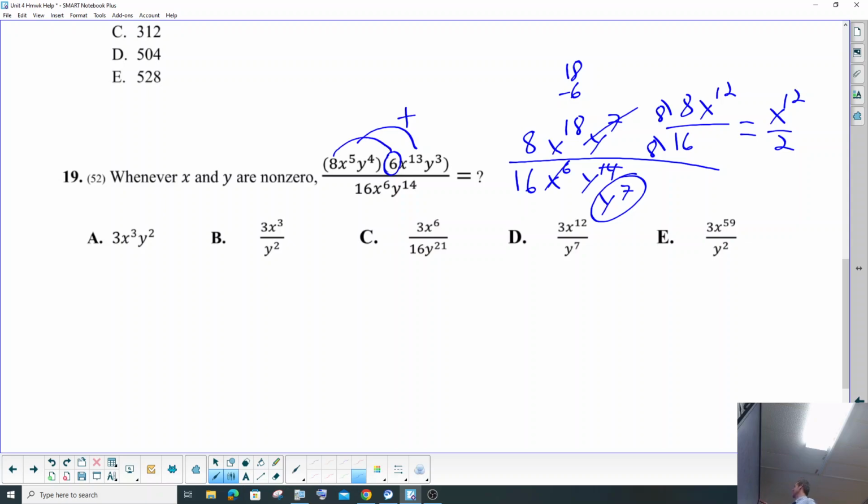6 times 8 is 48. And so 16 goes into 48. Divided by 16, divided by 16. So 48 divided by 16, is that a 3? Yeah, that becomes a 3. So there's no 2, there's a 3, x to the 12th power, all divided by y to the 7th.